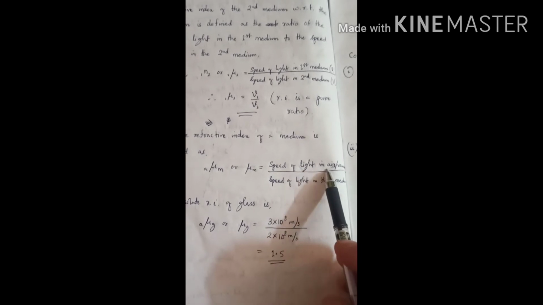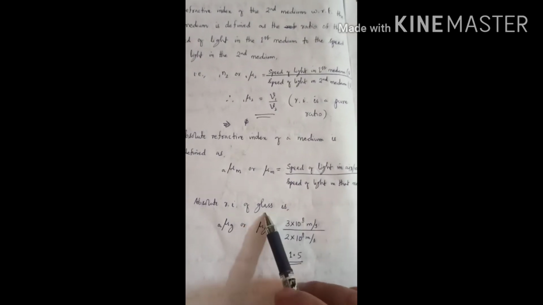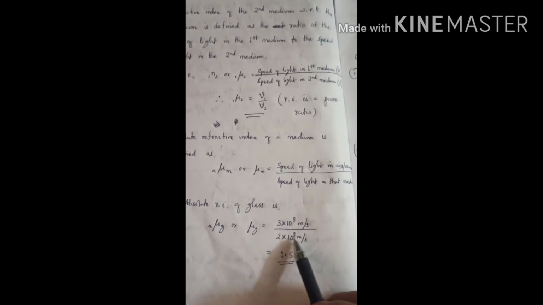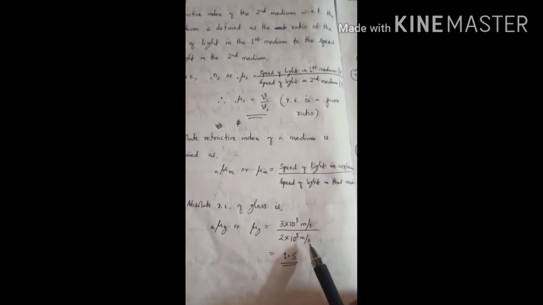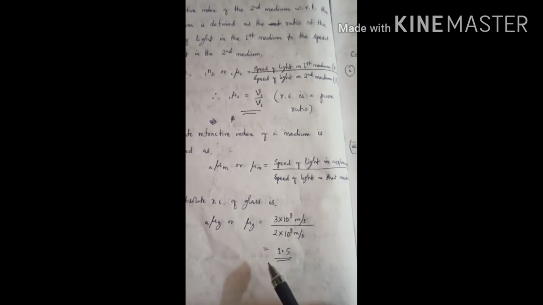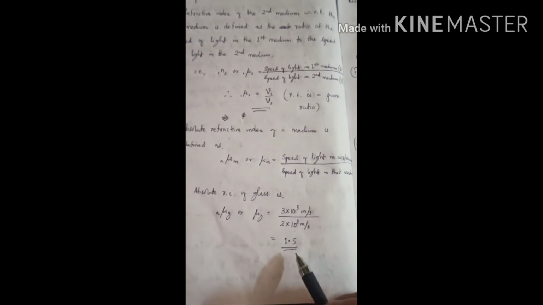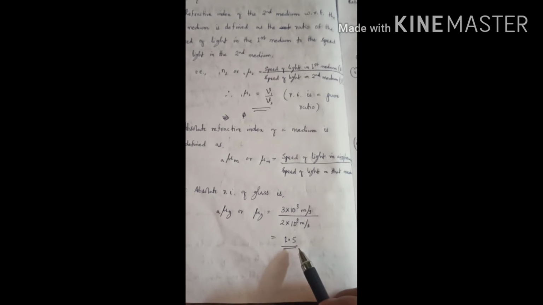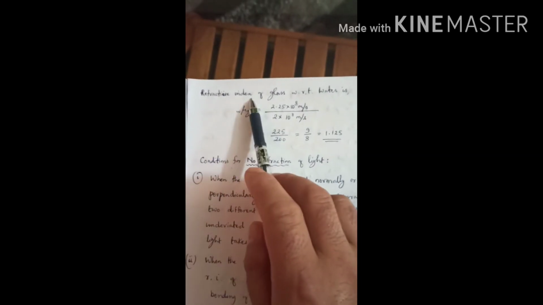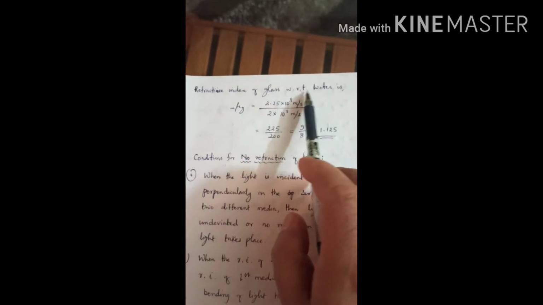As an example, take the absolute refractive index of glass, that is, the refractive index of glass with respect to air or vacuum. The speed of light in air or vacuum is 3 into 10 to the power 8 meter per second, and the speed of light in glass is 2 into 10 to the power 8 meter per second. Meter per second gets cancelled, 10 to the power 8 also gets cancelled, so 3 by 2 gives 1.5. So the absolute refractive index of glass is 1.5.